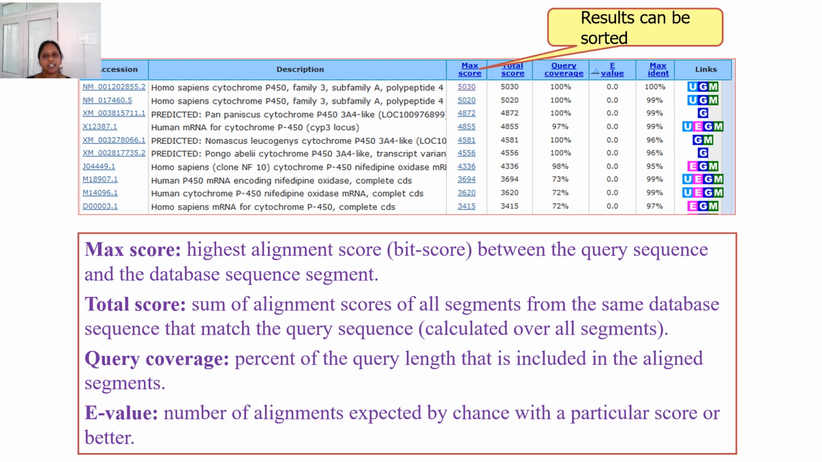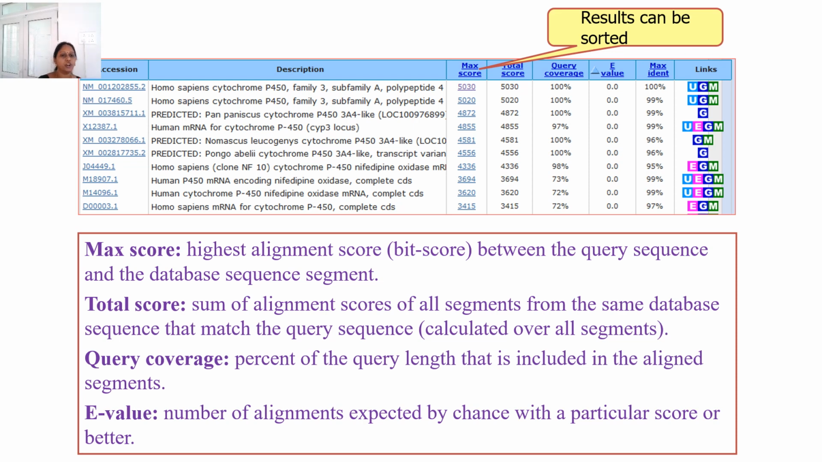See here it has only 73%. What does it mean? It means 73% of your query shows similarity with the sequence present in the database. How should this value be, higher or lower? Higher. When it is higher, it means that a major part of your query is covered. And then your e-value.